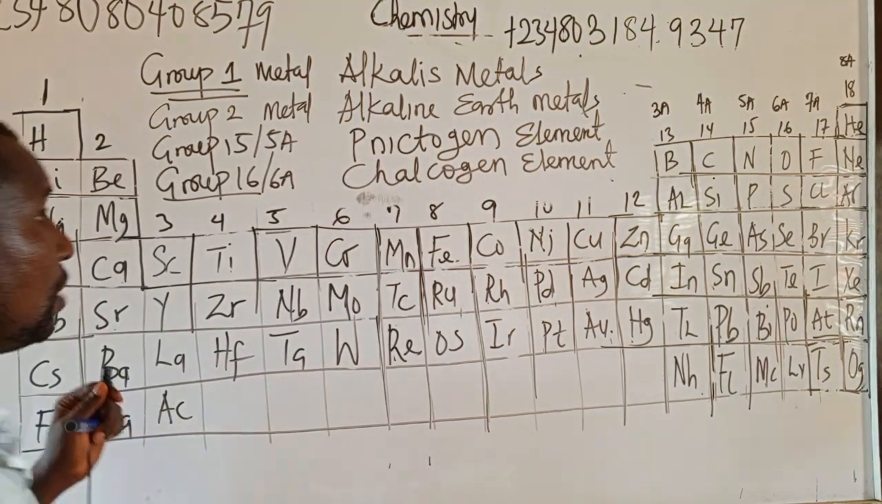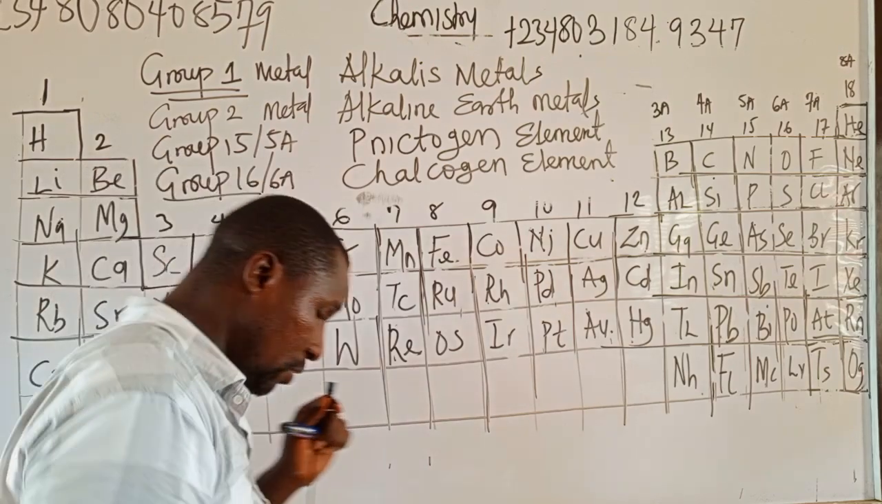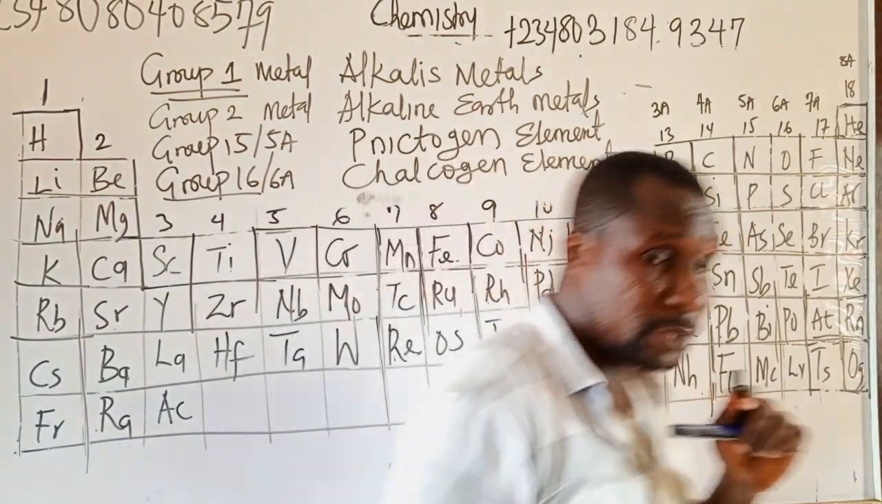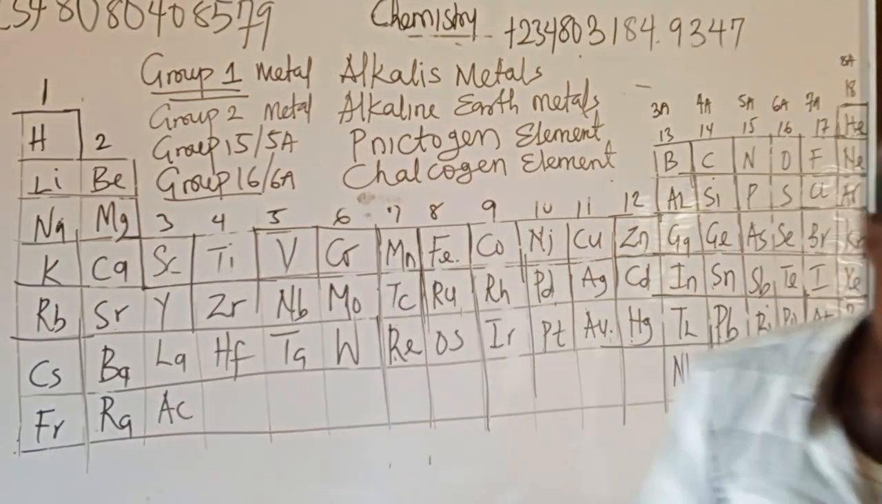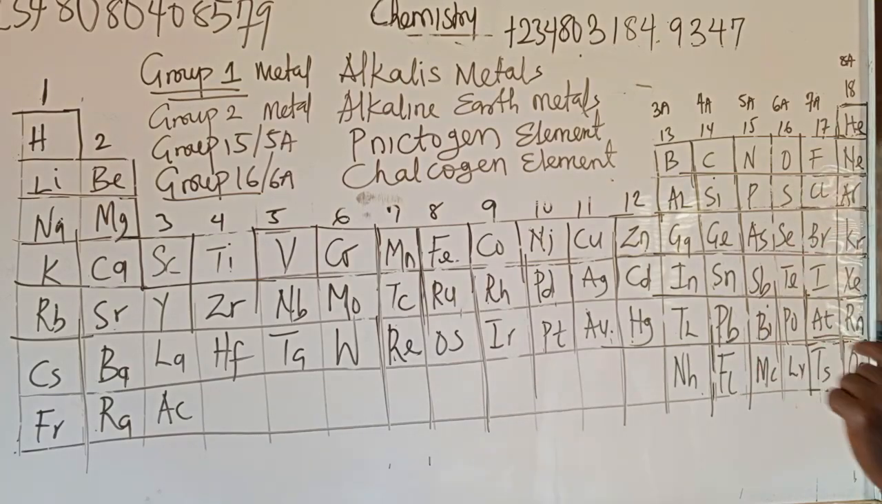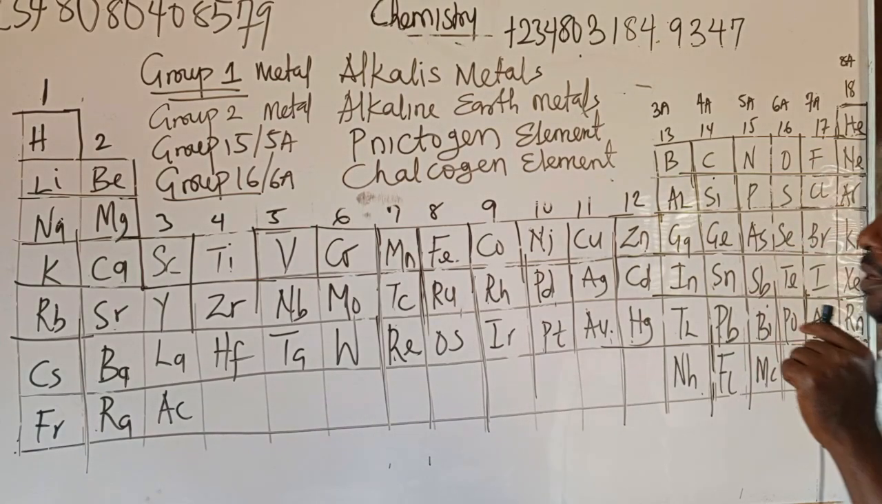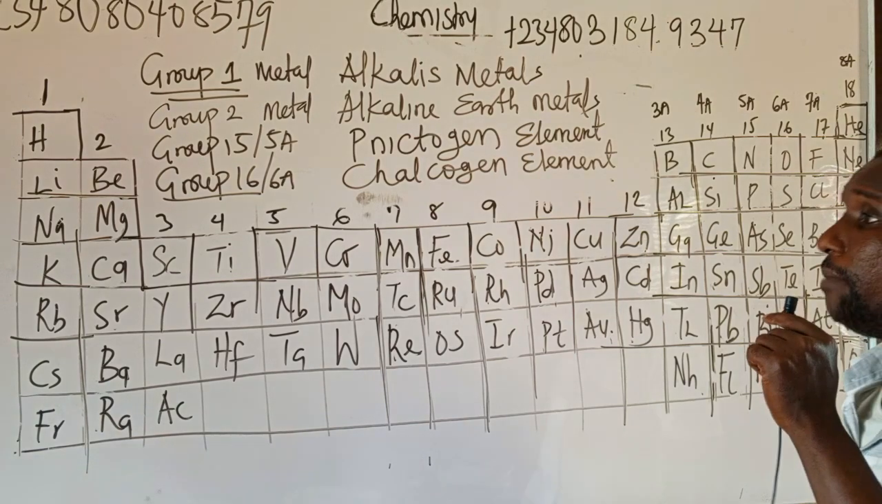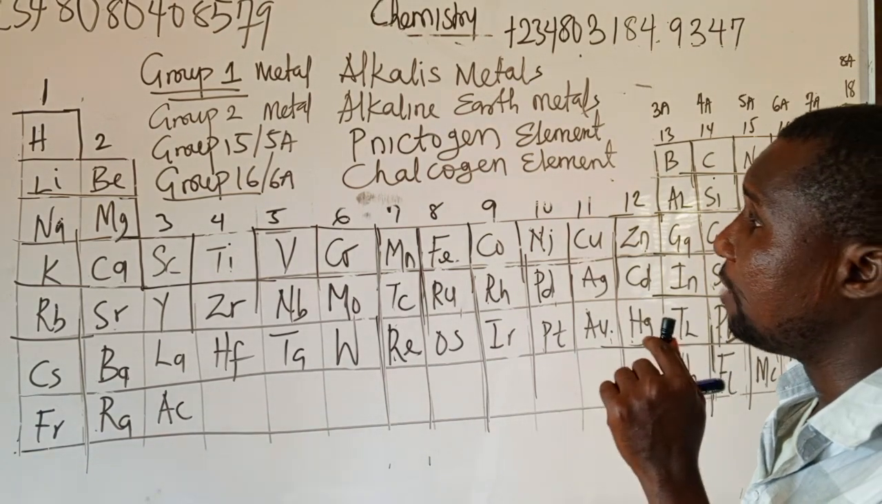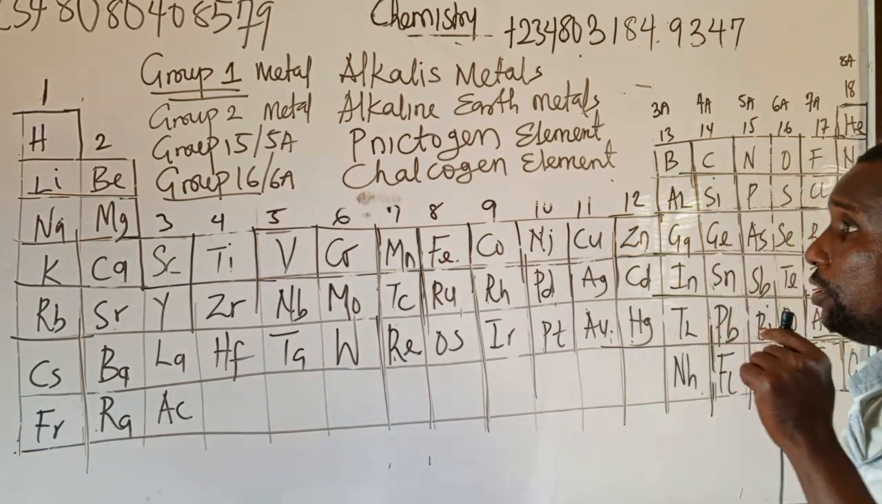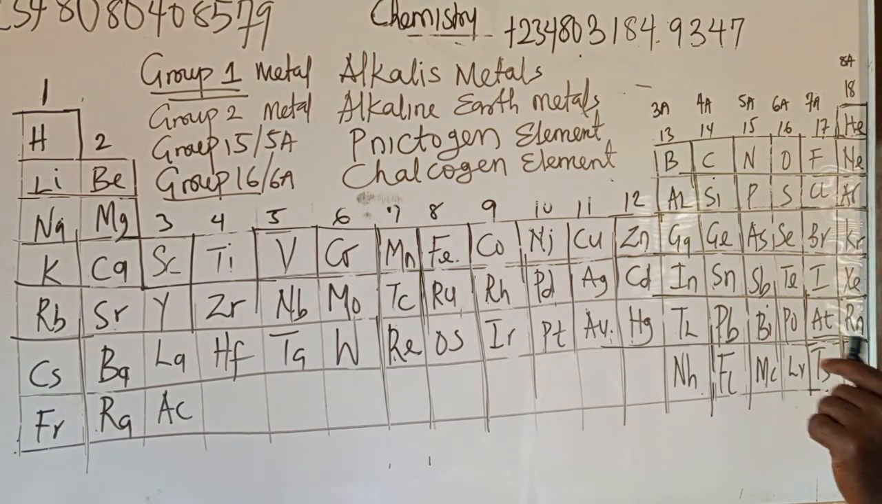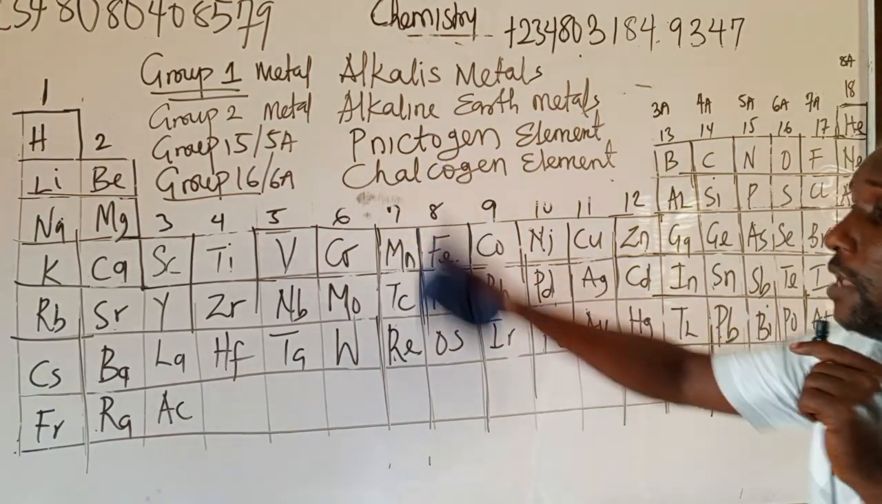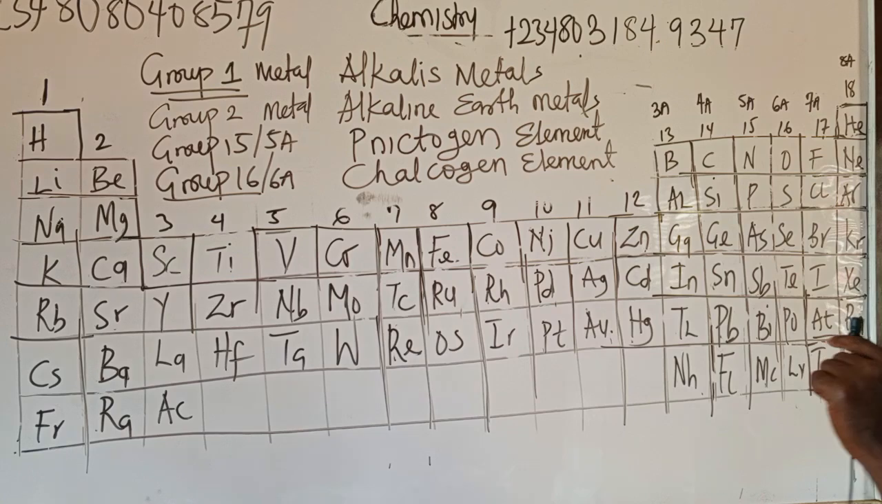Take note. I'm giving those that have special names, trivial names. Group 1 metals are called alkali metals. Group 2 are alkaline earth metals. Group 15, that is group 5A, are called pnictogens. Group 16, 6A, are called chalcogens.